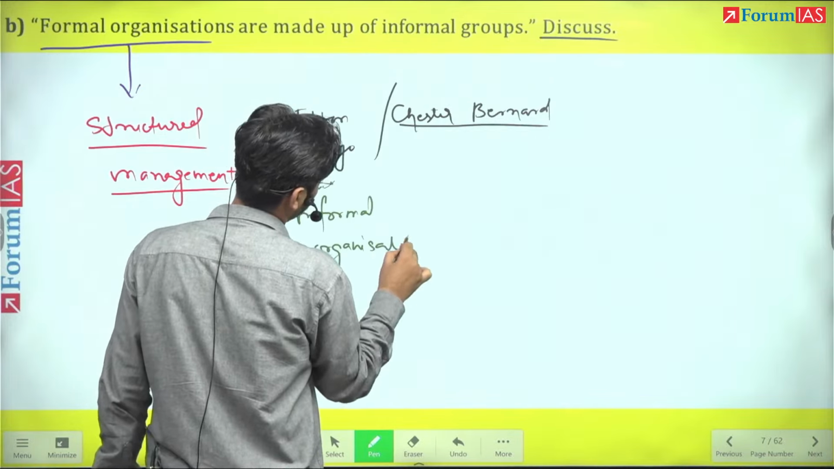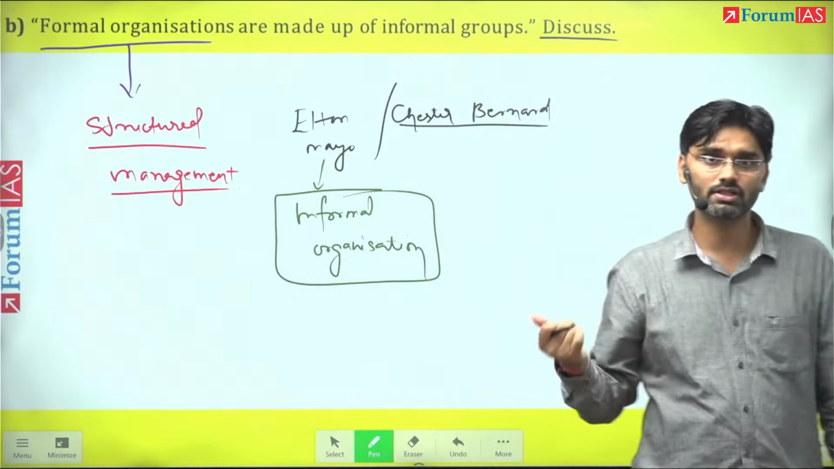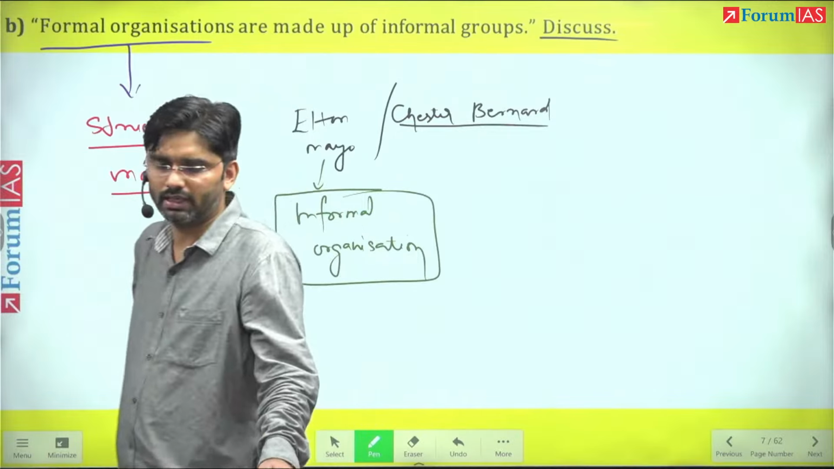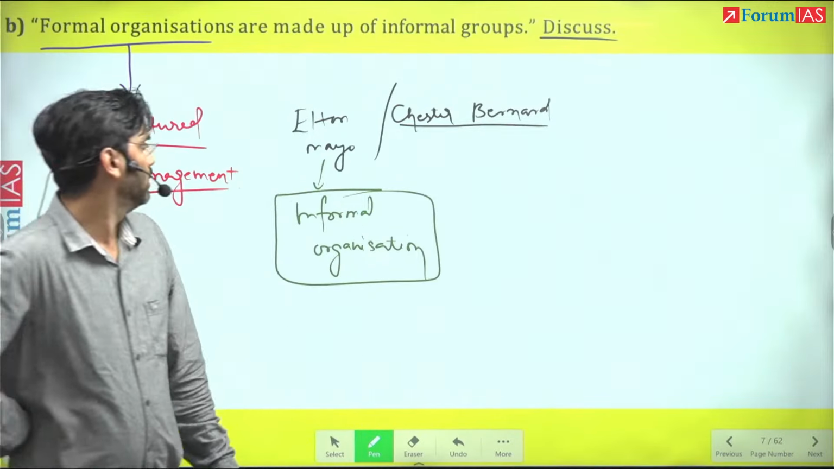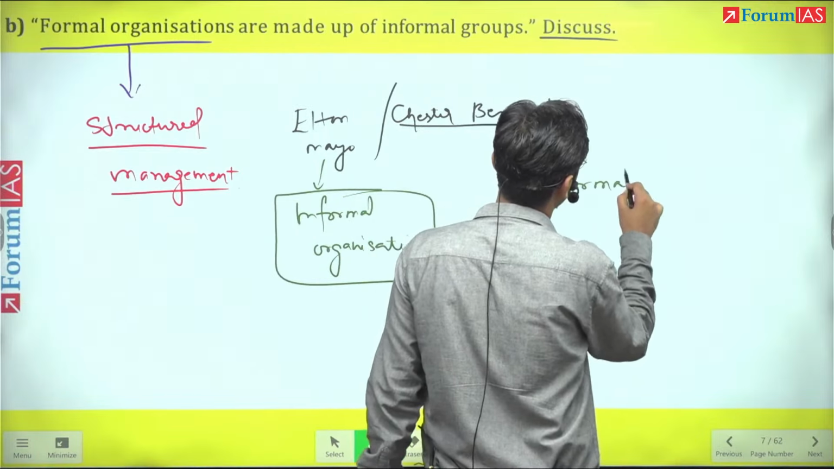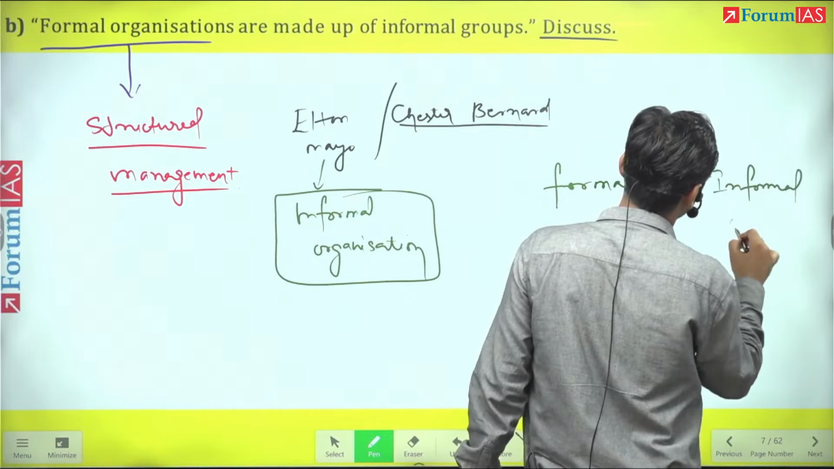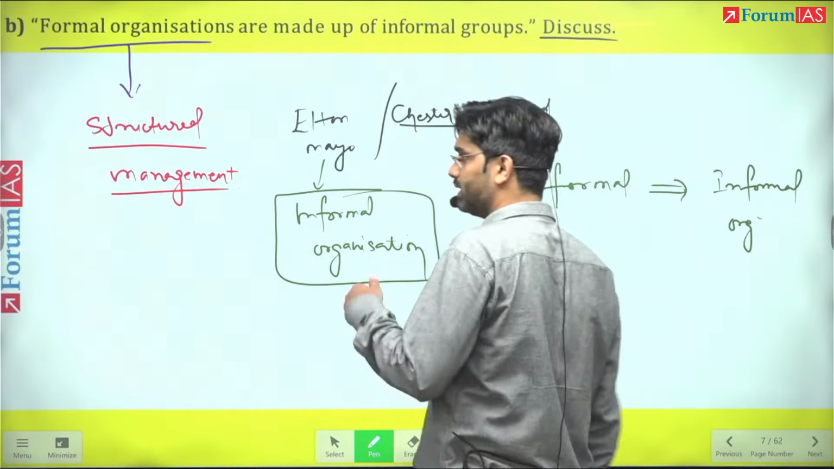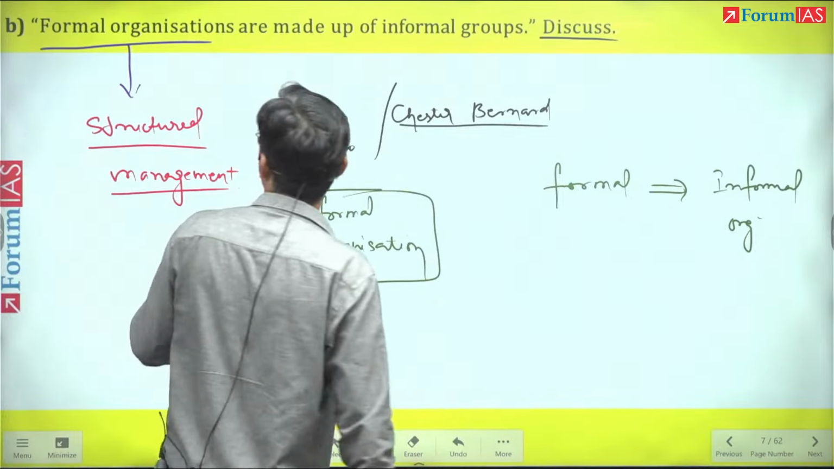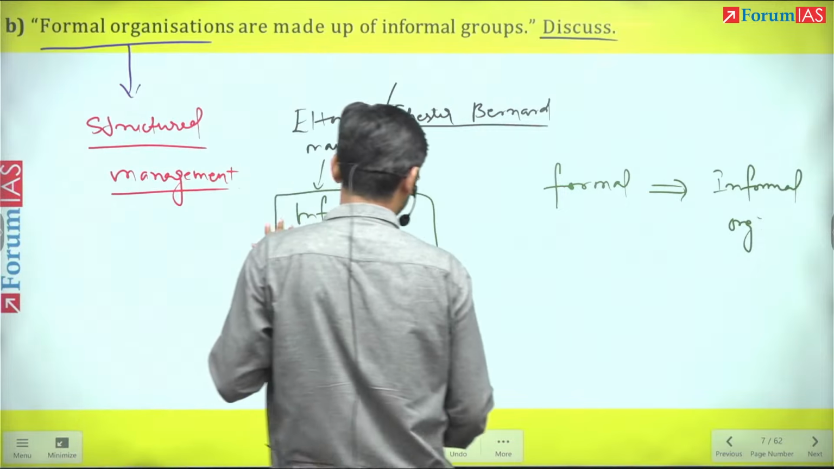See, there are 2-3 questions on this concept itself. For example, after some time a question will come, Grapevine. Grapevine is a very good example of informal organization. Chester Barnard argues that actually from formal organization, informal organization comes. Now the question is asking you just the opposite. Formal organizations are made up of informal groups, right?